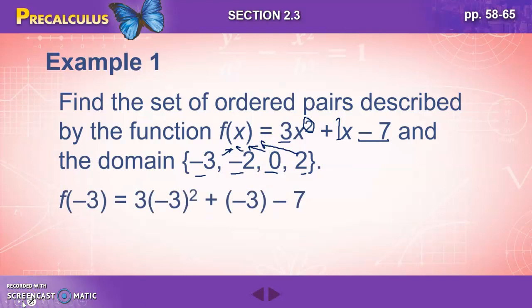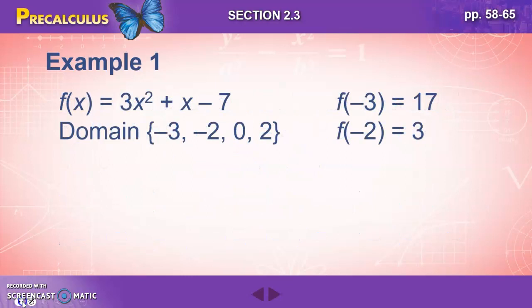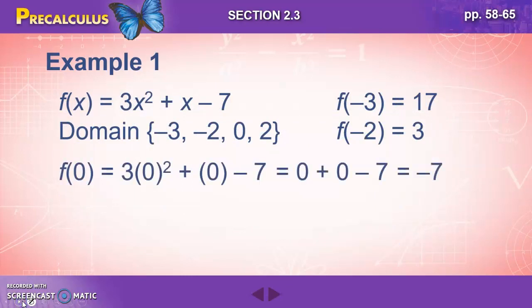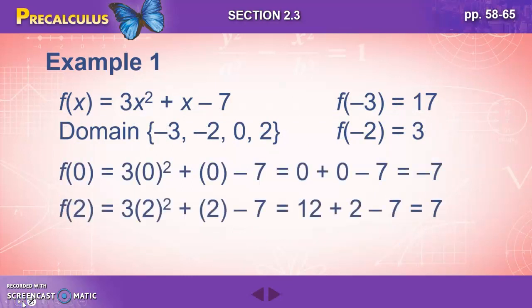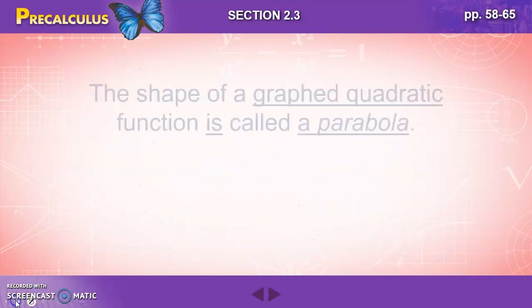So when we plug in -3, we get 17. When we plug in -2, we get 3. When we plug in 0, we get -7. And when we plug in 2, we get 7. So our ordered pairs there are (-3, 17), (-2, 3), (0, -7), and (2, 7).